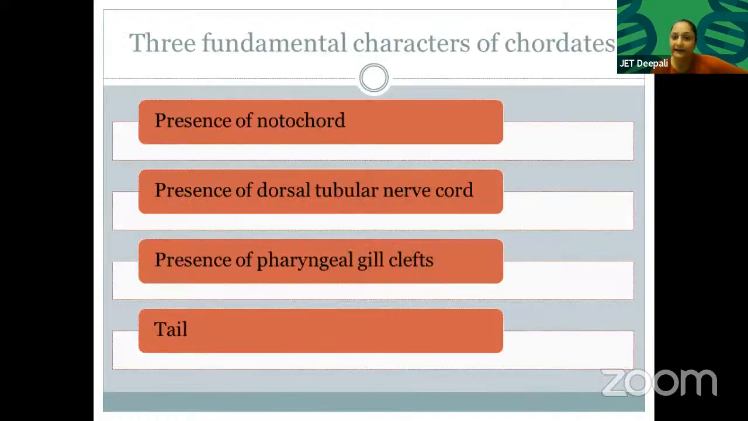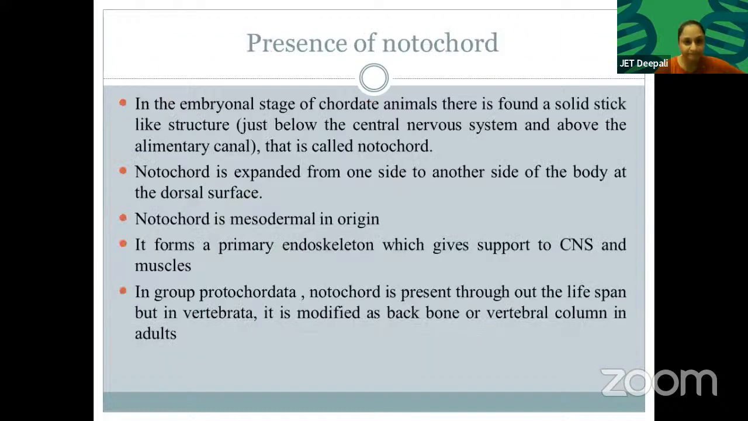Three fundamental characters of chordates. What are the three fundamental characters? First is presence of notochord. Presence of dorsal tubular nerve cord. Presence of pharyngeal gill slits, gill clefts. Gills should be there. Tail. Presence of notochord. What is notochord? In embryonal stages of chordate animals, there is found a solid stick-like structure just below the CNS and above the alimentary canal, between the CNS and alimentary canal. That is called notochord.